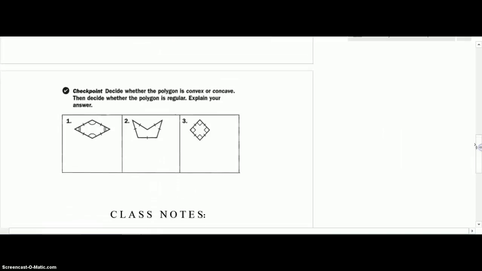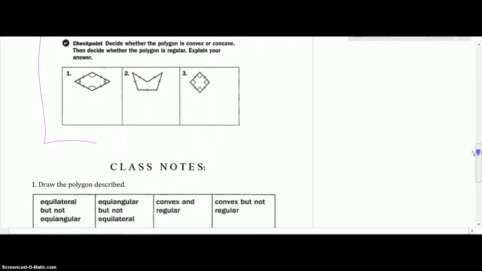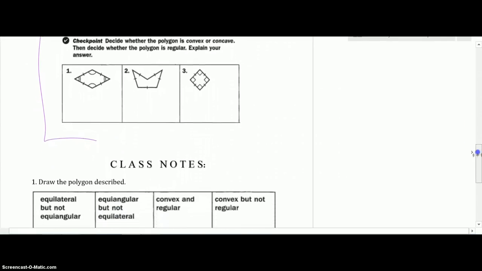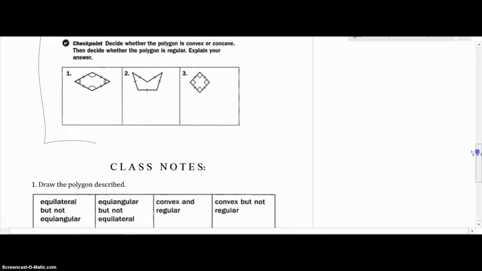You are responsible for the checkpoint, so go ahead and we're going to pause the video and complete the checkpoint. And then we're going to come back and do class notes.